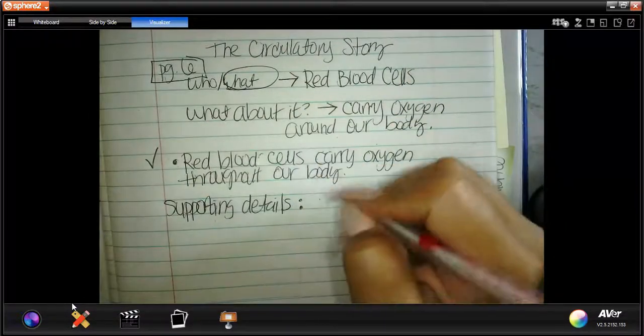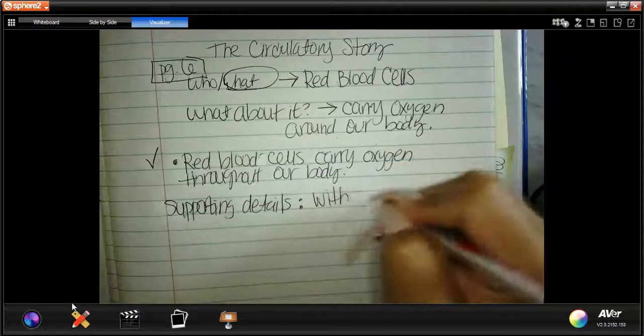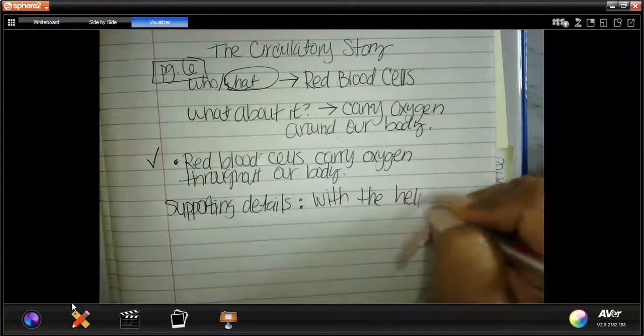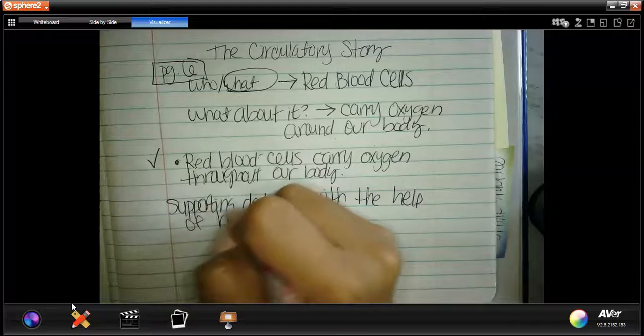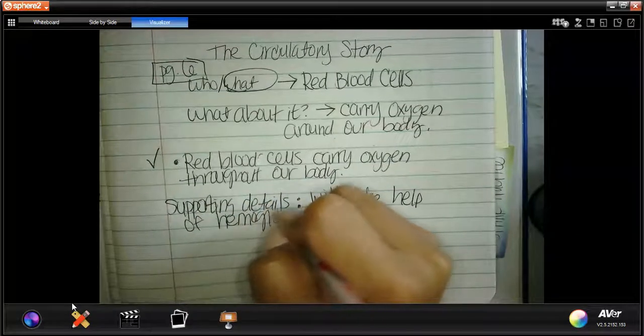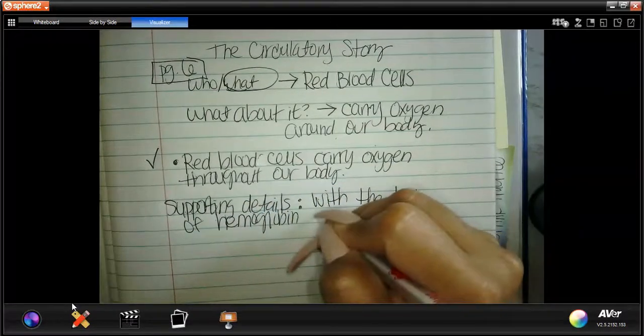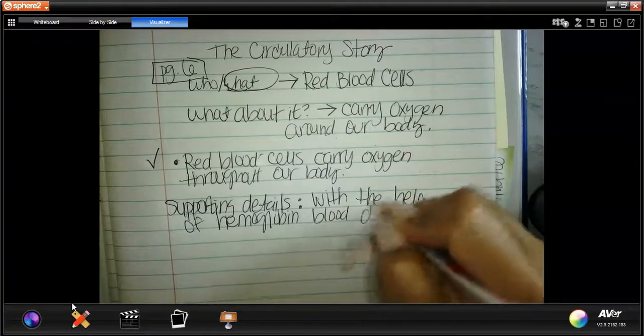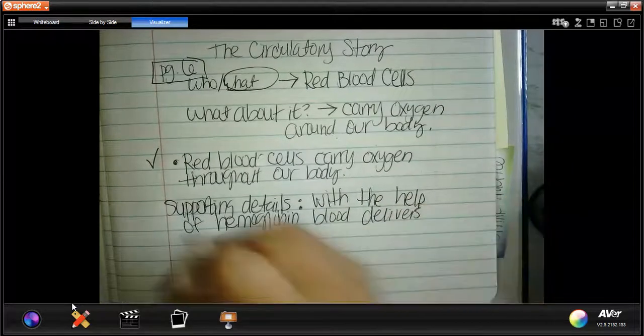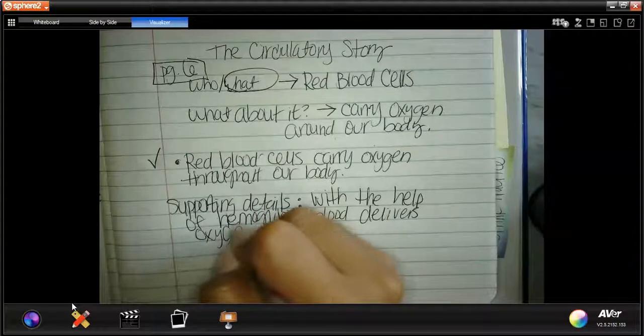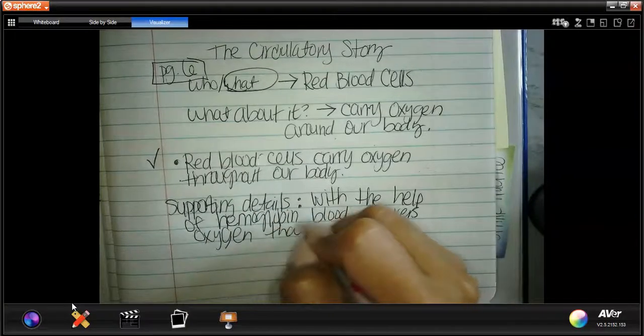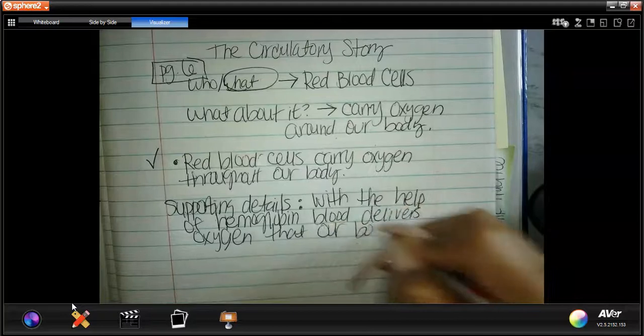So we can put with the help of hemoglobin, blood delivers oxygen that our body needs.